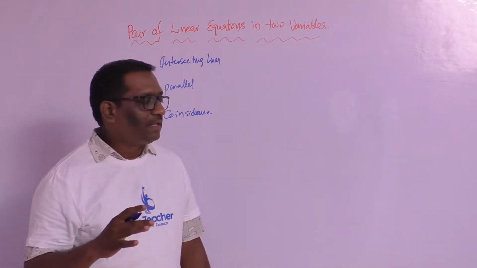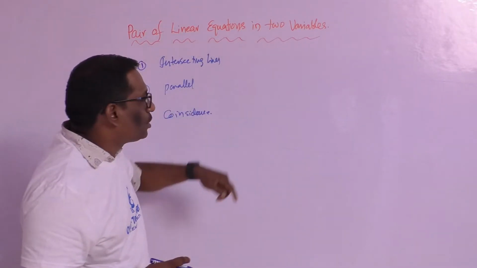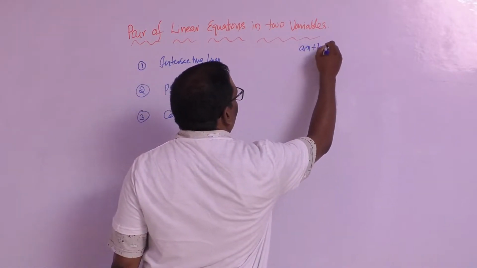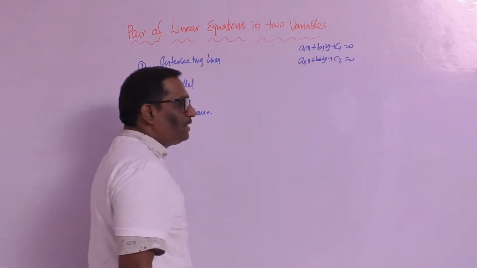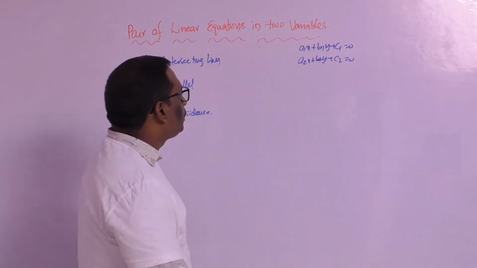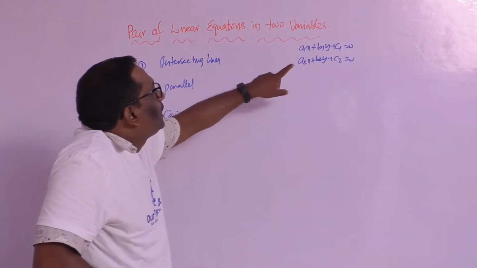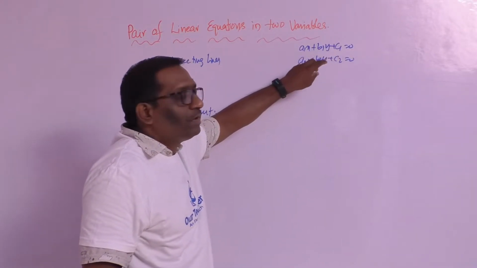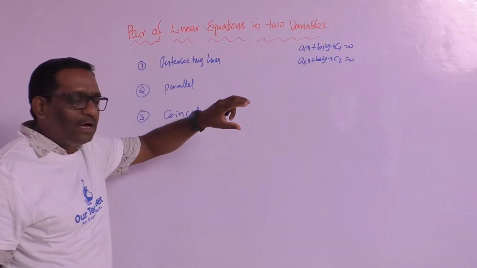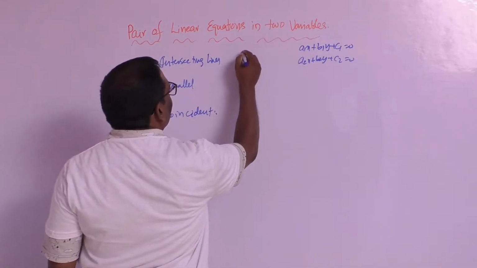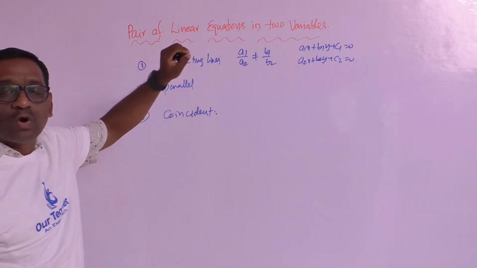Now, if you consider the two equations, because we are discussing a pair of linear equations, consider a1x plus b1y plus c1 equal to 0, a2x plus b2y plus c2 equal to 0. Here x coefficient is a1, y coefficient is b1, third value is c1. With the two equations, according to the relation, we can say which pair belongs to which category. a1 by a2 is not equal to b1 by b2. When this relation is satisfied, the two are called intersecting lines.